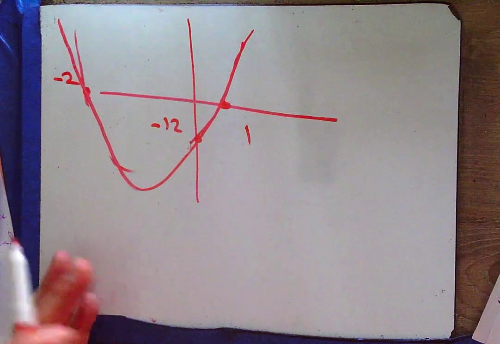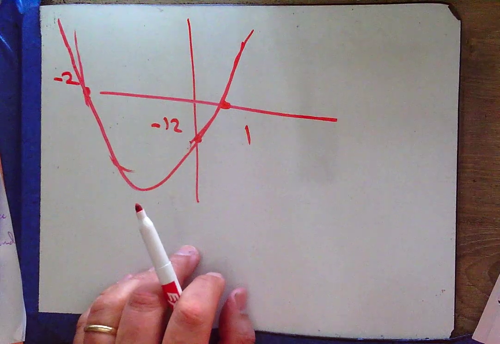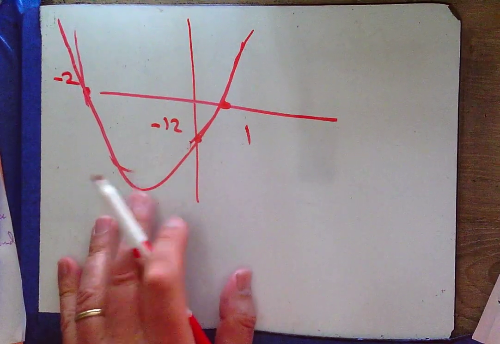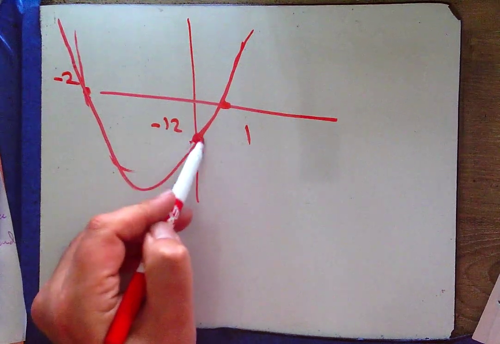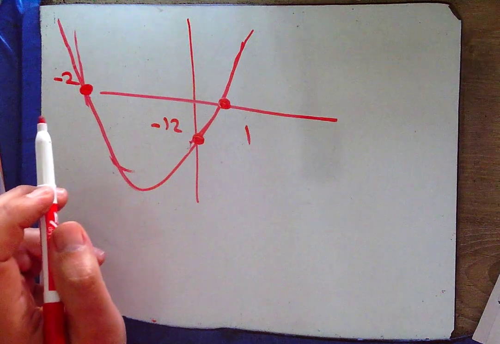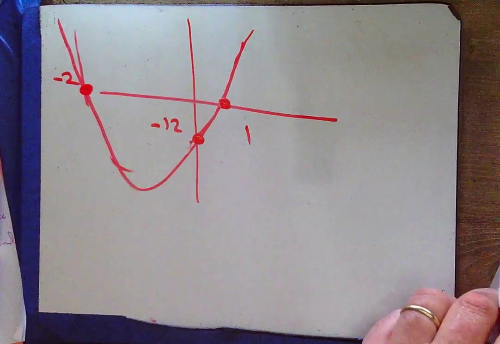So what are we doing? Can you use vertex form? I don't know the vertex. I know a y-intercept, and I know the two x-intercepts. So how are you going to do this one? That's right. It's time to use intercept form.